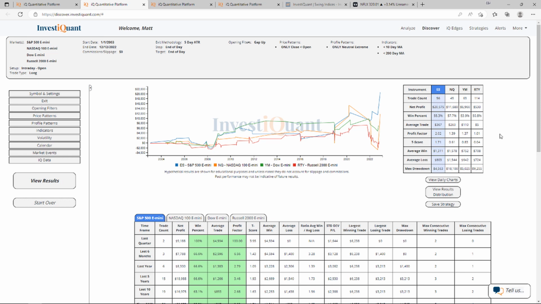If we look at the win rates on them, they're coming in pretty mild. S&P, 55% of these have closed above the opening print. The NASDAQ's a little bit stronger at 58%. The Dow, 54%. The Russell, 51%.